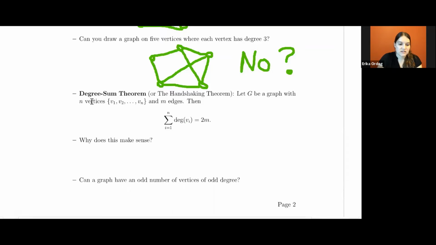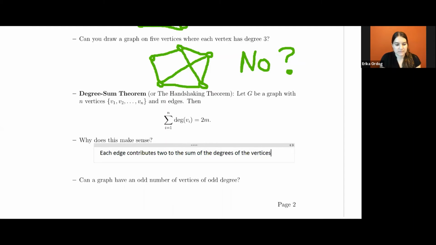So why does this make sense? Well, we'll think about what each edge contributes to the total degree of the vertices. Each edge is connected to 2 vertices. It has 2 endpoints. So each edge contributes 2 to the sum of the degrees of the vertices. Therefore, in total, we get 2m as the sum of the degrees of all of the vertices.